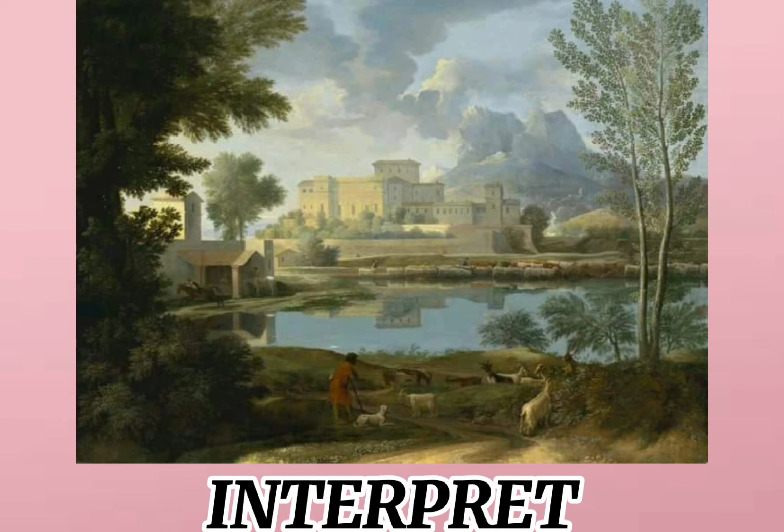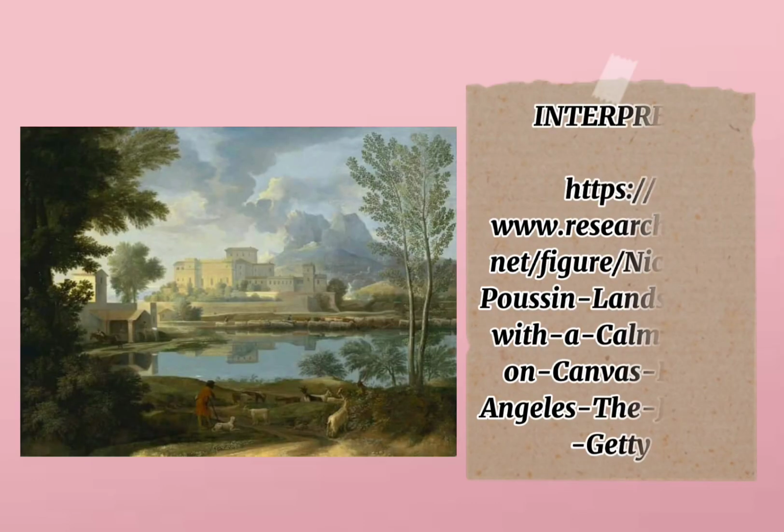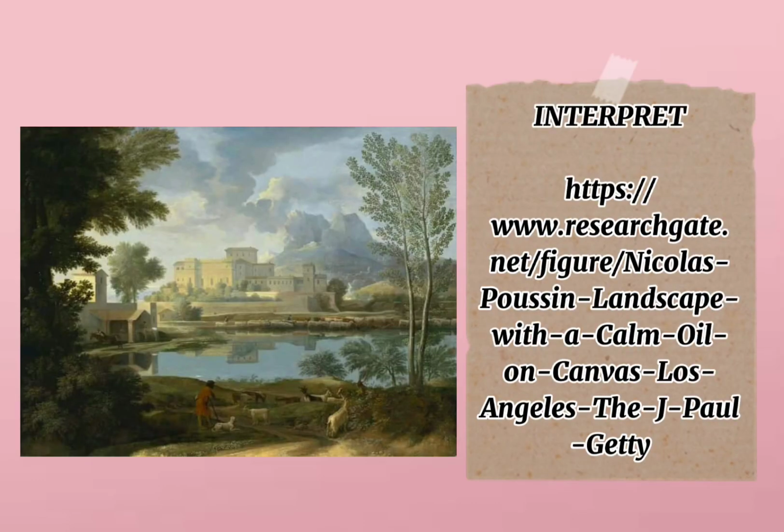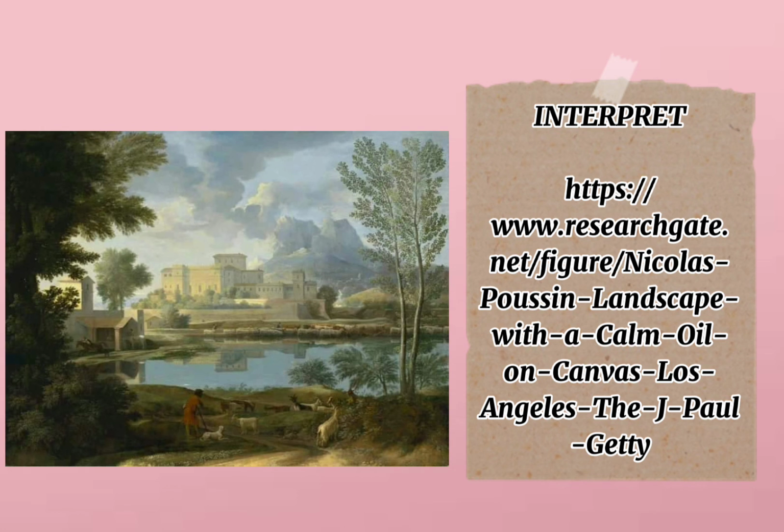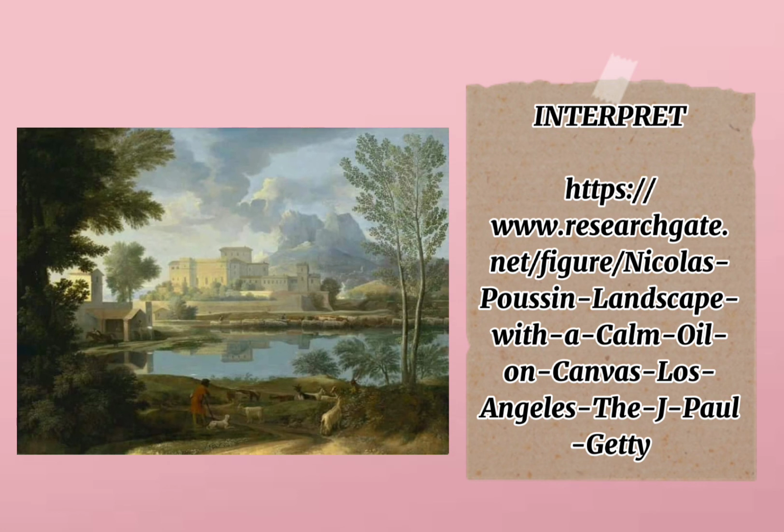The Landscape with a Calm hangs at the J. Paul Getty Museum, Los Angeles, USA, and according to their website, Nicolas Poussin turned more to landscape painting. This is one of his most sublime and pure landscapes, idealized rather than representing any view of the real world, and one of the greatest landscape paintings in history.